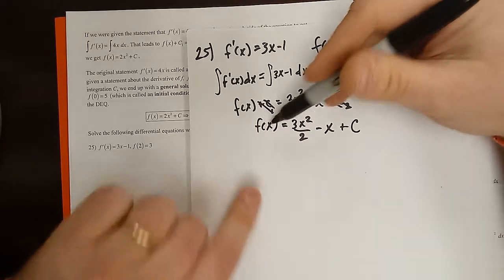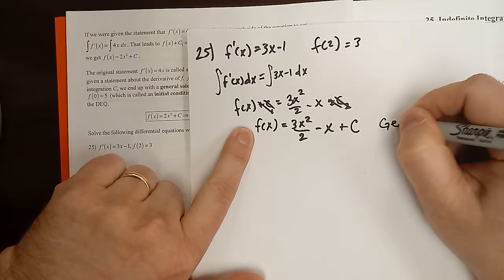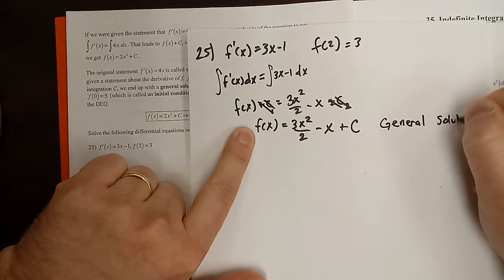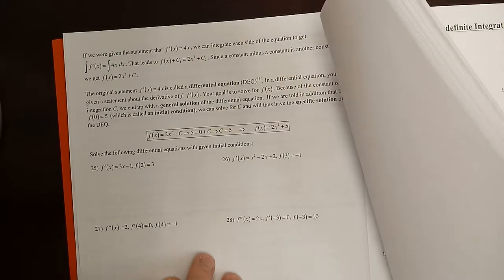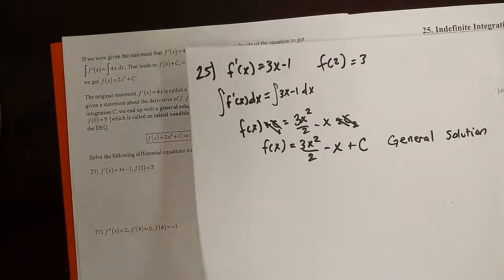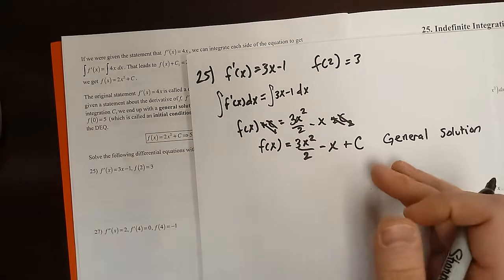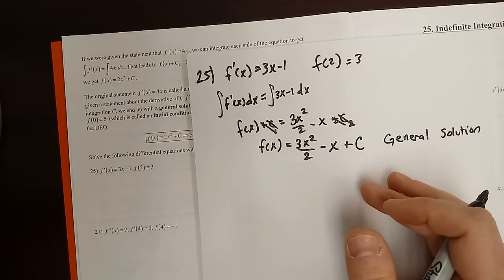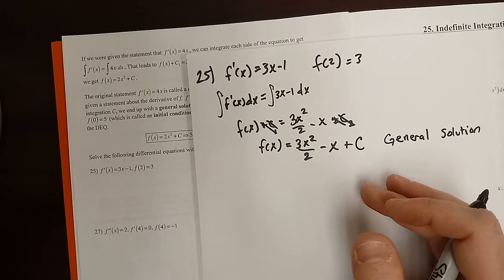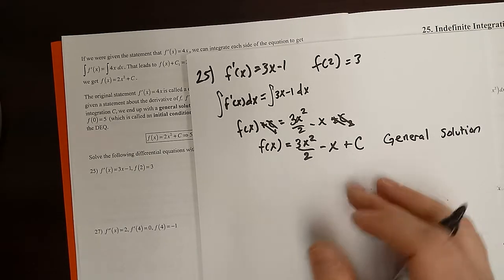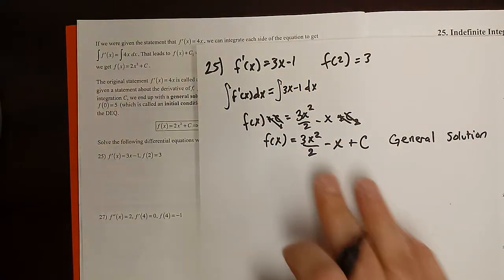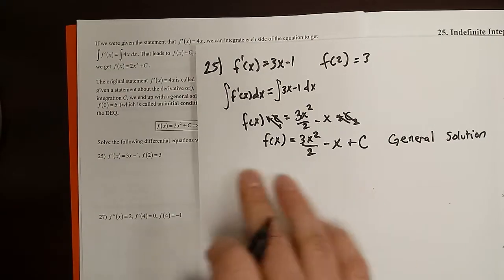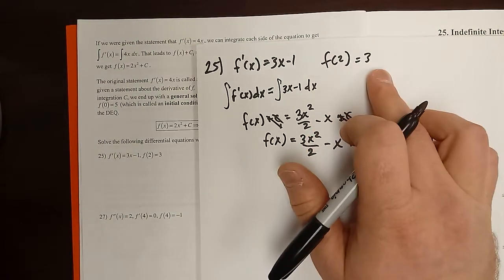So now that we're here, we call this the general solution to the differential equation. But we want what's called the particular solution. Oh, he's calling it the specific solution, but particular, specific. I've usually heard it called the particular solution. Whatever. Hopefully you understand. We're saying we could have any of these functions, take the derivative of it, you get 3x minus 1. But there's only one specific, one particular function where when you plug in 2, you get out 3.